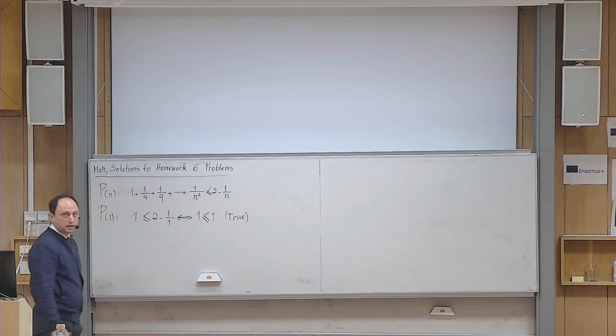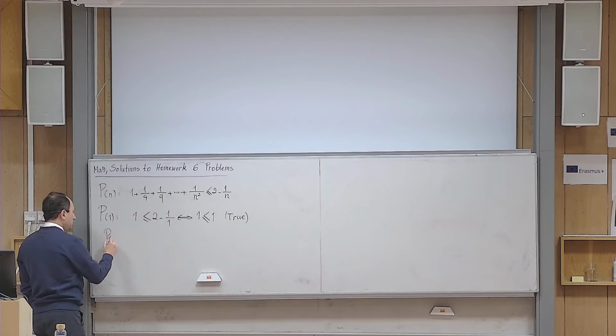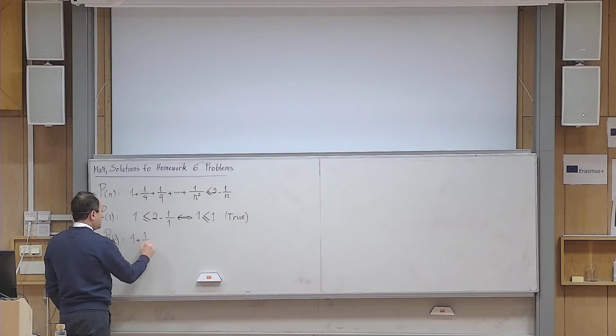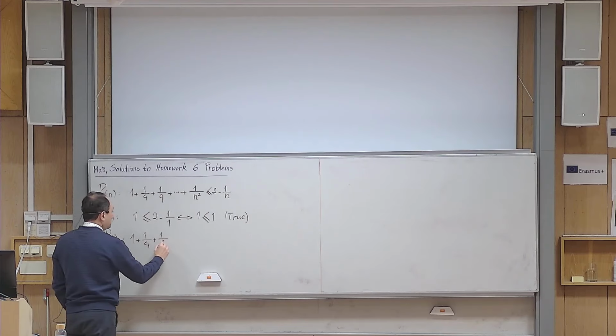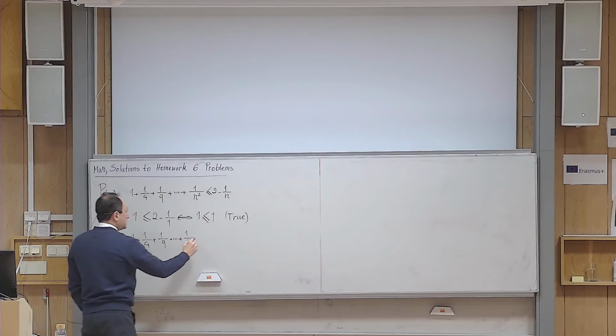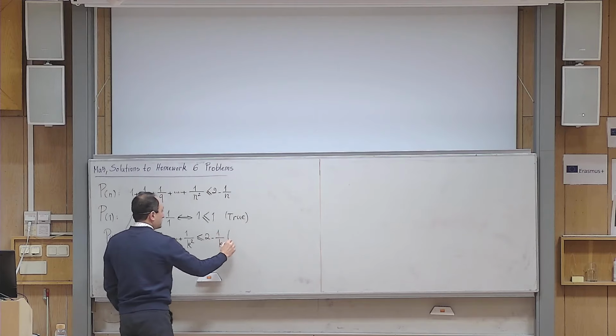Now I assume that k is a given natural number, and I assume that P is true for that particular k. Meaning that I assume that 1 plus 1 over 4 plus 1 over 9 up to 1 over k squared is less than or equal to 2 minus 1 over k, assumed to be true.